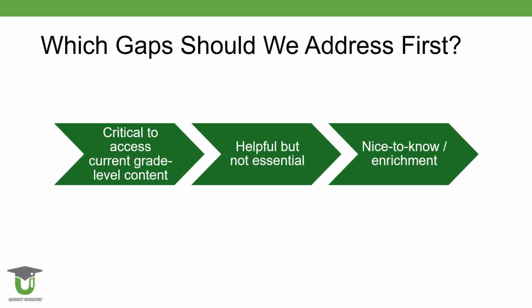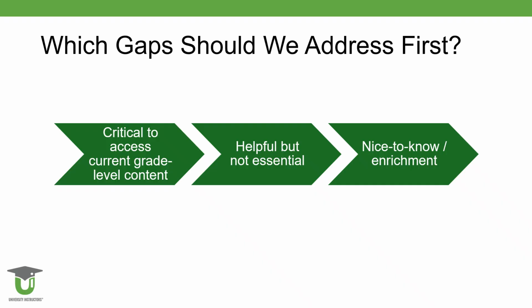Once we've identified the prerequisite skills students need, the next step is to group them by urgency. Not all gaps are equally critical. Some skills are essential for accessing the next lesson, while others can be addressed later without delaying grade level learning. Grouping skills by urgency allows us to target instruction efficiently.